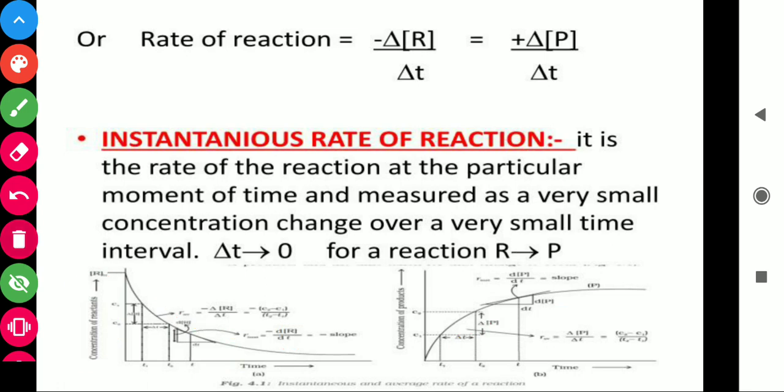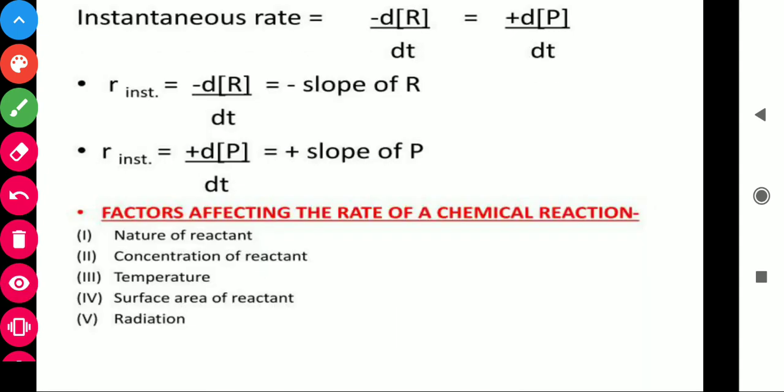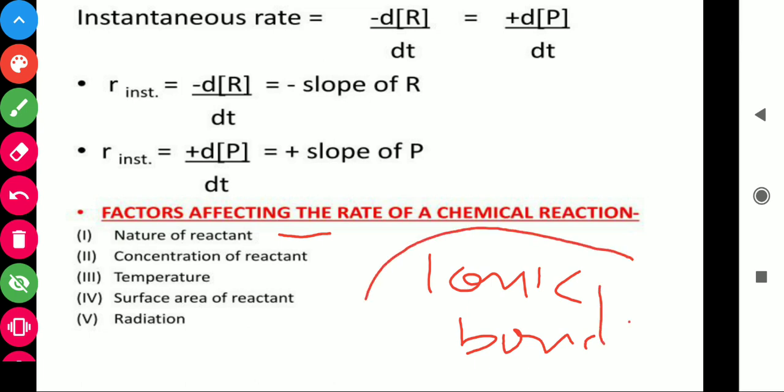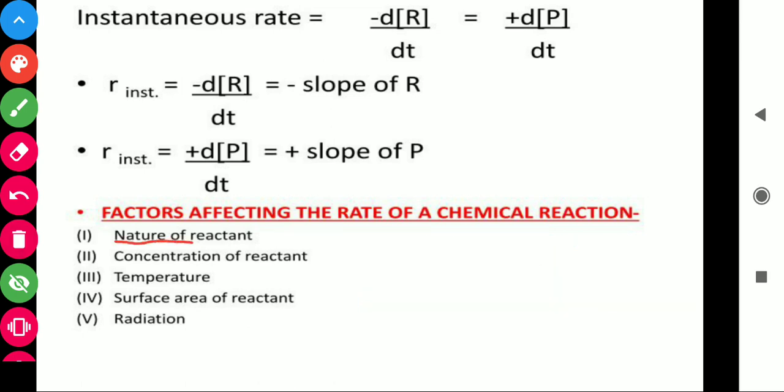Next is, on which factors does the rate of reaction depend? There are a number of factors. First is nature of reactant. Commonly here, if there is a covalent bond and an ionic bond, then the ionic bond breaks easily. Ionic bonds break easily, hence the rate of reaction for an ionic compound is higher than for a covalent compound. This varies from one reaction to another. The main point is that it depends on the nature of reactant.